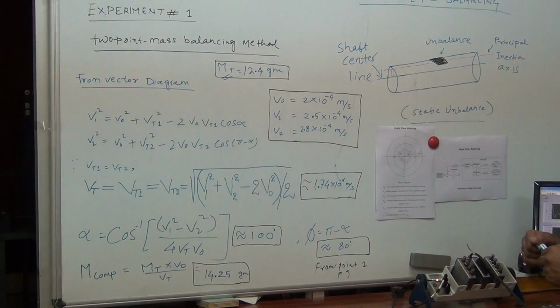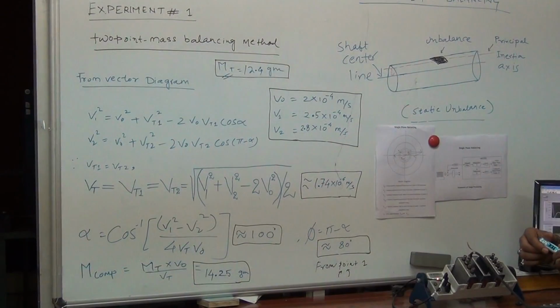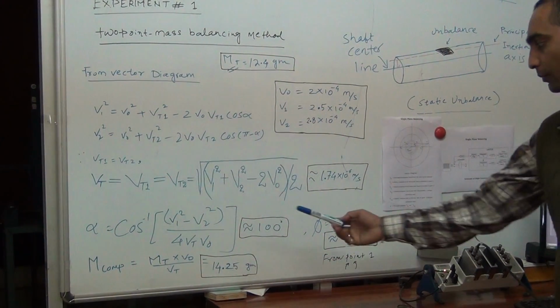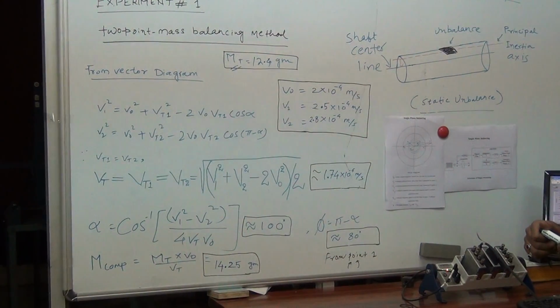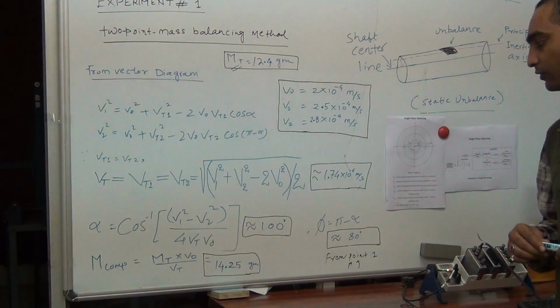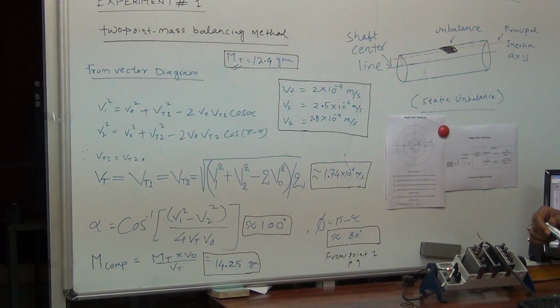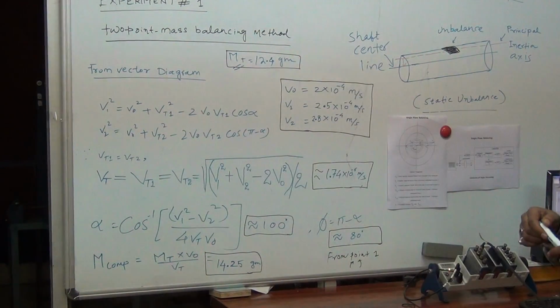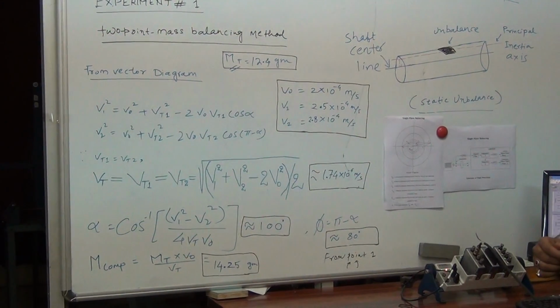Okay, so now let us take the responses and then we will calculate the balancing location and the balancing mass, where the balancing location is denoted here by alpha, and the balancing mass is the m compensating. Okay, and in this formula mt is the trial mass. The trial mass we have already calculated as 12.4 gram. Okay, so now let us take the responses.